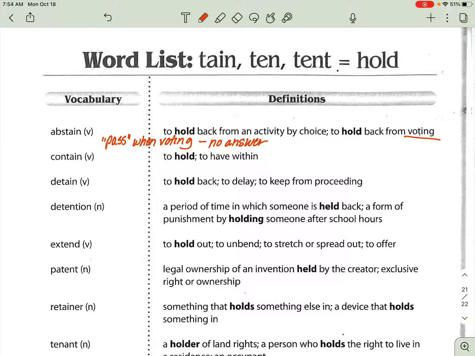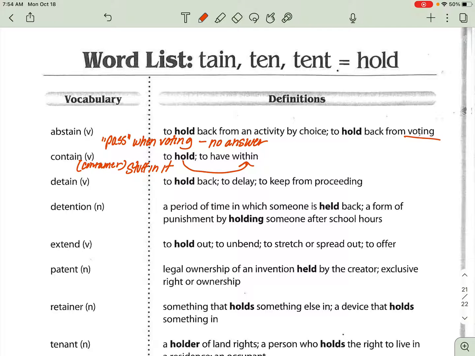Contain, this obviously is pretty easy. It holds something within. So I always think of, like, you could think container would be the thing, right? So it has stuff in it. That's pretty technical terms right there, right?